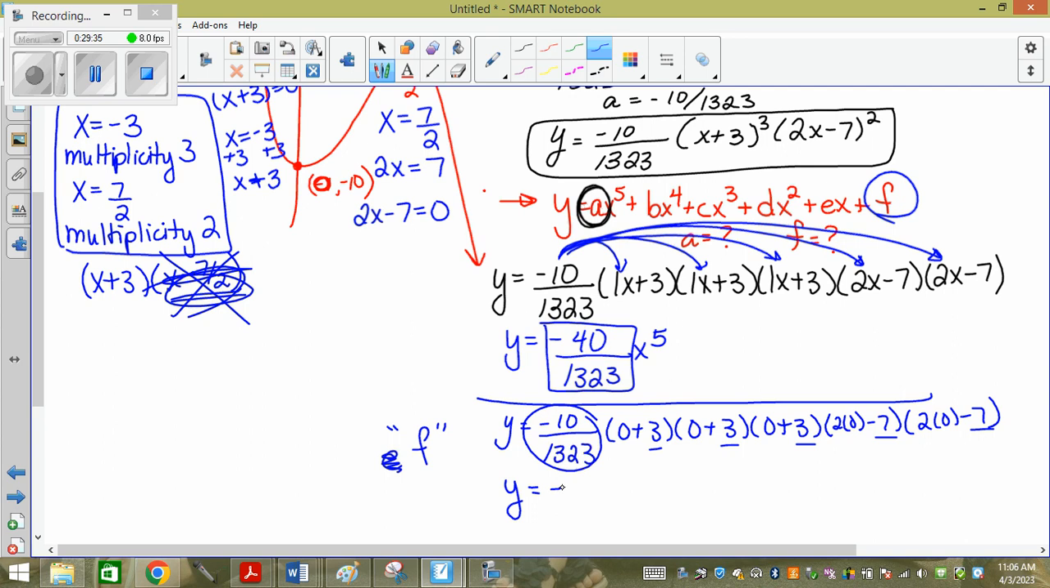And I get negative 10. Screw that, f. This is going downhill. F equals... Because f is my constant. My constant with no brackets is just my y-intercept. And some people will say, how did you get that? I multiplied with my calculator this fraction times 3 times 3 times 3 times negative 7 times negative 7. Because these will just become zeros.